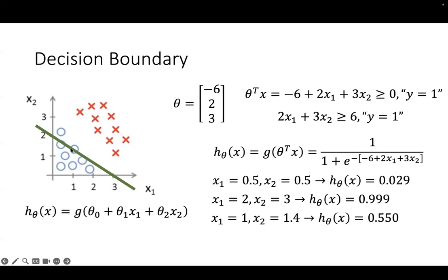Ito yung 1, and yung 1.4 is somewhere here. Ito yung 1, 1.4. This will give us an h theta of 0.55. And since it's greater than 0.5, then this data point should be classified as y equals 1. Well, in fact, pag tinignan natin sa graph, hindi siya dapat y equals 1. Dapat y equals 0 siya.